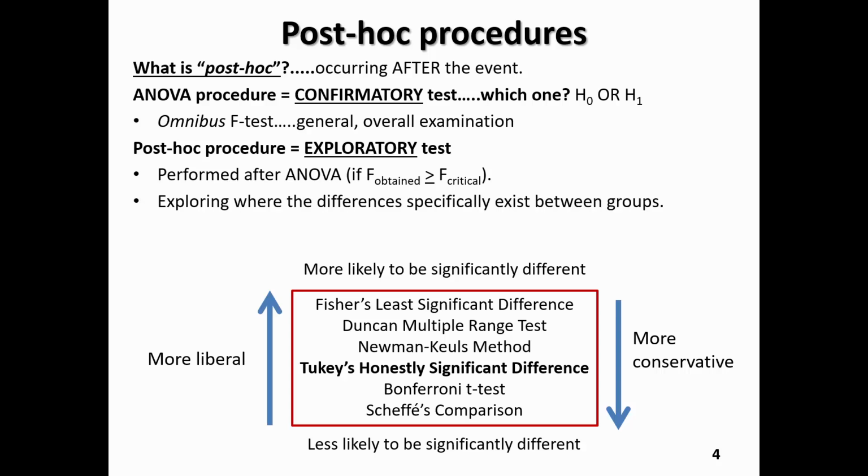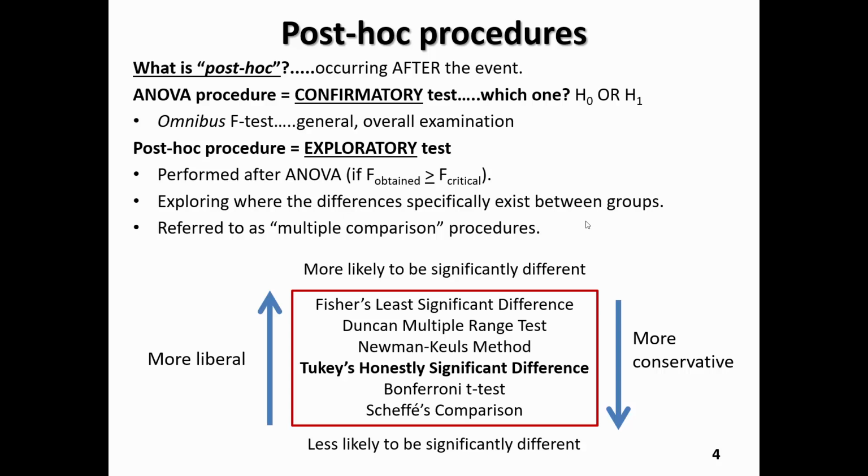And that's performed after the ANOVA if the test statistic from the data, or the F obtained, is at least as large as the critical value. So what we're doing here is exploring where those differences exist between the groups. And the post hoc procedure is often referred to as the multiple comparison procedures because we're comparing one group against another group, and we do that a number of times.